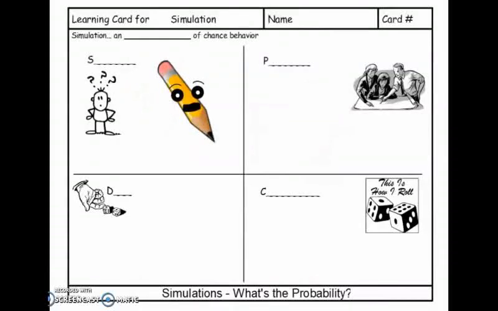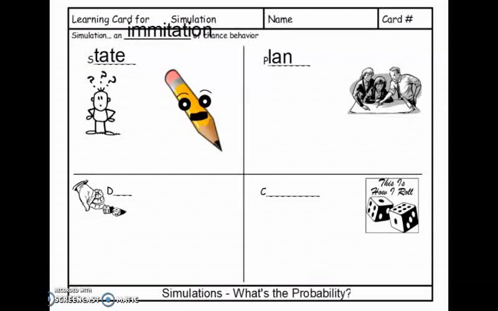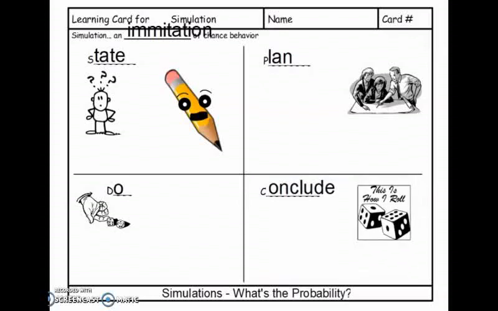Let's run a simulation to make sure it wasn't just purely chance. A simulation is an imitation of chance behavior, and there are 4 different parts to it. The first part is to state the question you need to answer. The second is to plan the process of the simulation before you run it. The third part is to actually do the different trials and make sure you have enough of them to conclude your answer. The fourth part is to conclude your answer from those trials that you just ran.